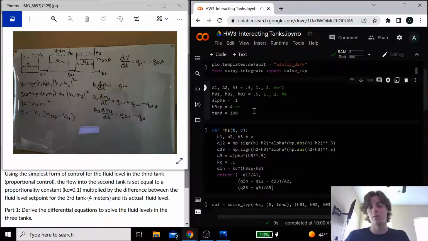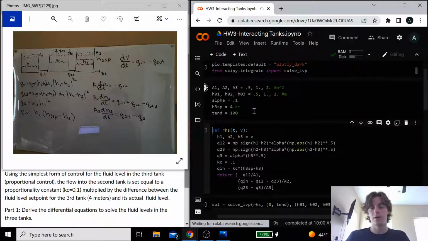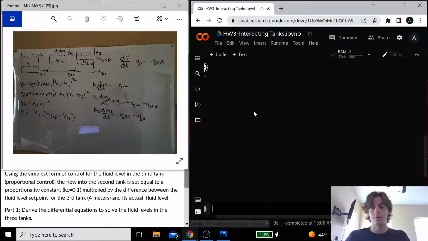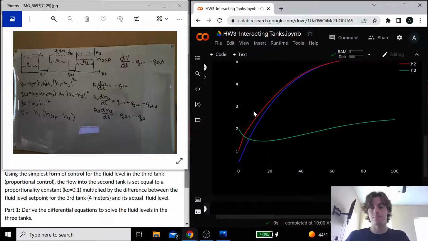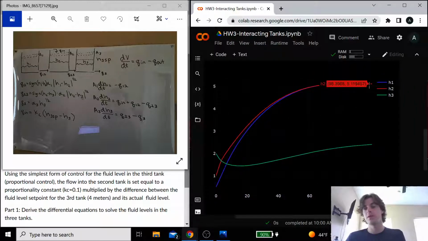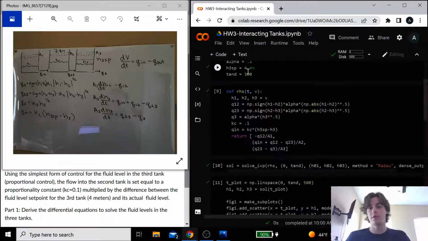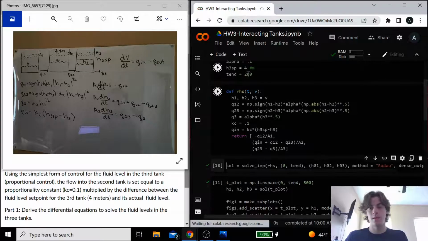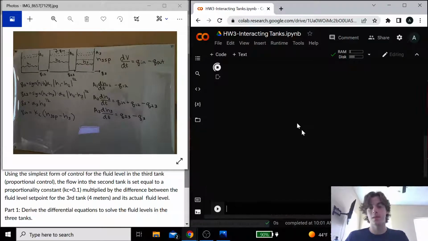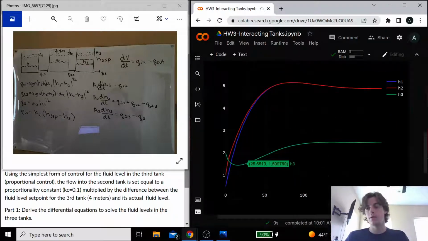so I'm going to increase the simulation time to maybe we'll double it and see if this is okay. So we're getting there, right? Still not quite at steady state. Maybe we're just right before it. So I'm going to go ahead and double our simulation time again. And there we go, we've reached steady state.